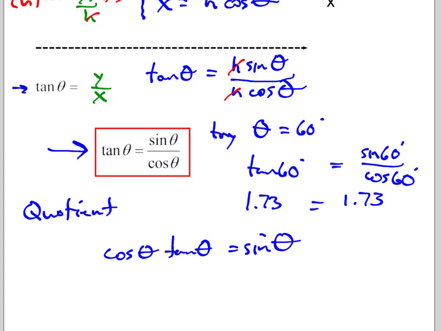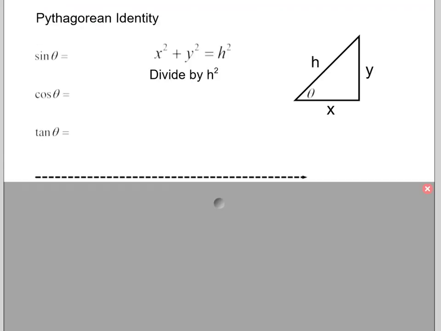So that's our first identity. This is our second identity, and we're only doing two. This one's called a Pythagorean identity. So I have my same triangle. My sine is y over h. My cosine is x over h. And my tan theta is y over x. I have Pythagorean theorem because this is a right triangle, so Pythagorean theorem holds.